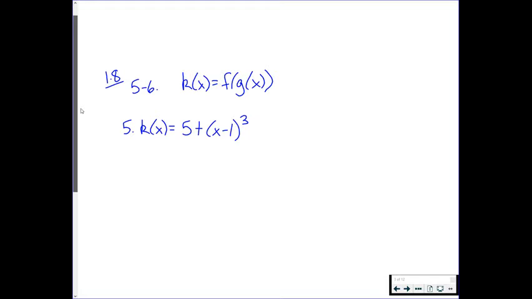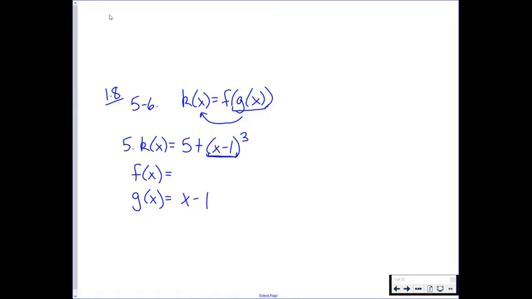So this time, I'm asking you to tell me what f of x is and what g of x is, so that when we compose them, we get that k of x function back. There's a lot of ways to do this. The easiest way we talked about in class is the inside function is the same as the inside part of the equation. Whatever's inside the parentheses or the absolute value bars, whatever it may be. So the inside function g of x, I'm going to let be x minus 1.